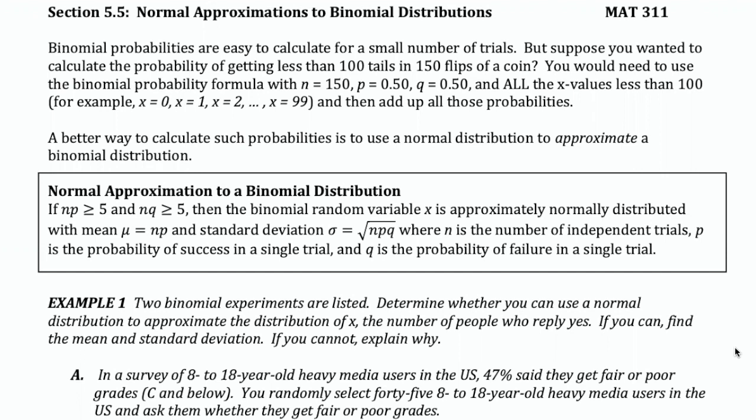So that means you would let n be 150, probability of success is 50%, probability of failure is 50%, and then literally you need to calculate the binomial probability formula for all the x values that are less than 100 and add them all up. So fortunately, there is a better way to do things, which is to use a normal distribution to approximate a binomial distribution. Now, there is something you have to check first.